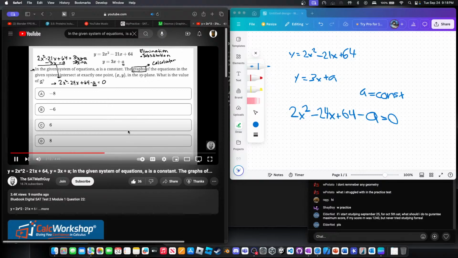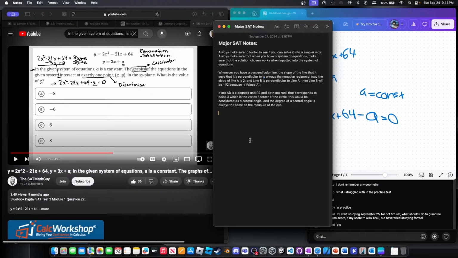So whenever I know that I'm going to have exactly one point of intersection, I can use another thing here called a discriminant. And this is used quite frequently on the digital SAT. Okay, discriminant. That's a good thing to know.